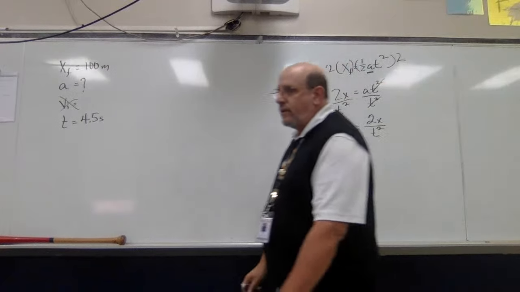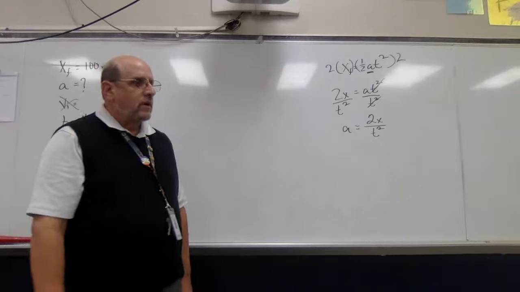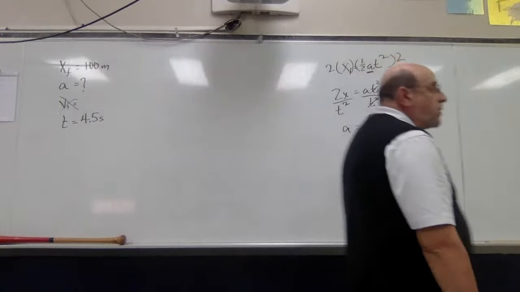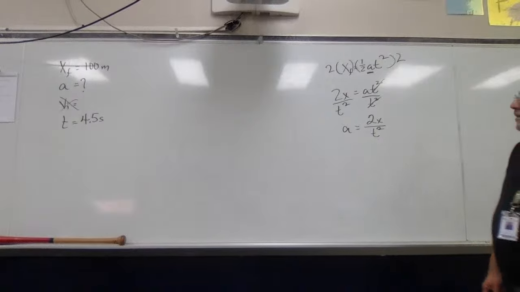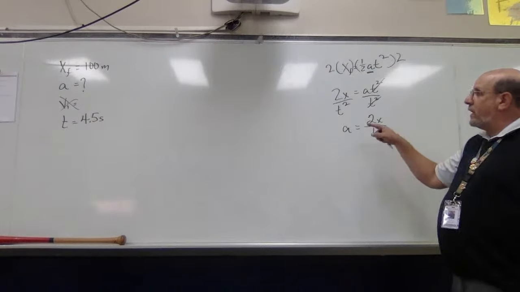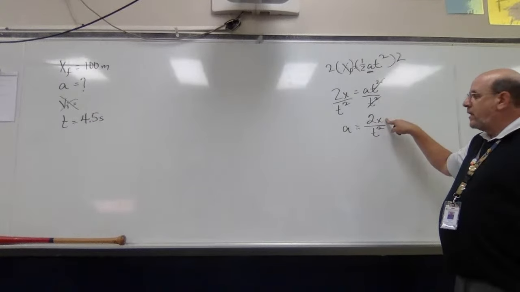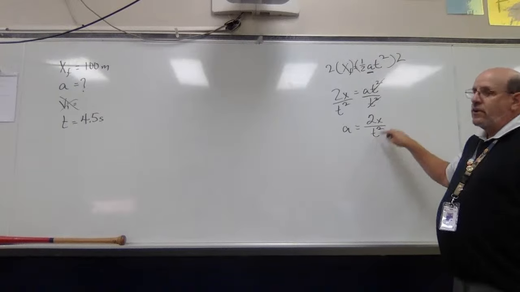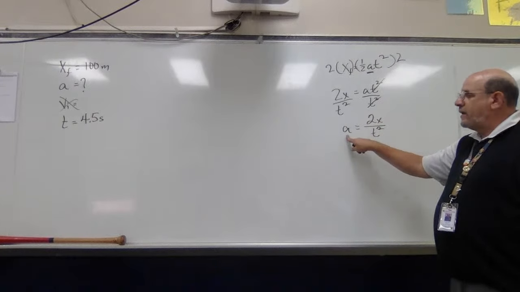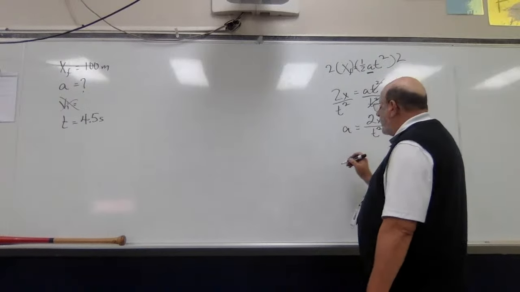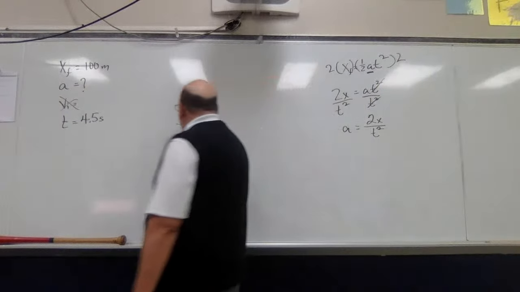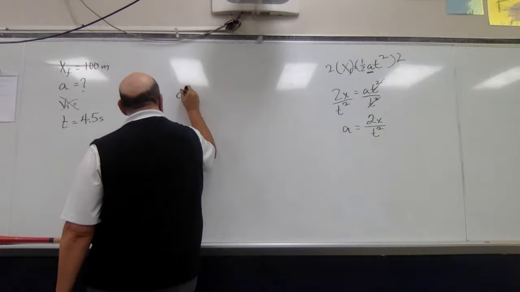Using algebra. So we can put in 100 here and 4.5 here, do the math, and then come up with an answer. Right? So it would technically be 9.88 meters a second squared. And basically 9.9? Yeah, basically.